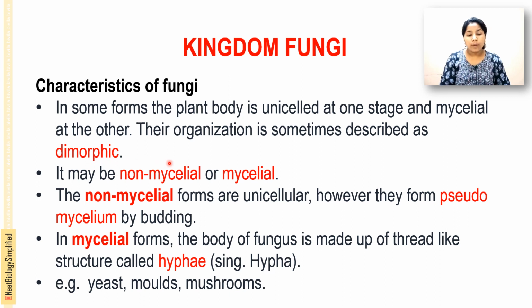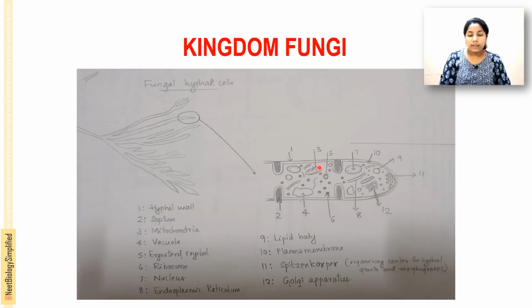It may be non-mycelial or mycelial, that is, with mycelia or without mycelia. The non-mycelial forms are usually unicellular. At the time of reproduction, they usually produce pseudomycelium by budding. And in mycelial forms, the body of the fungus is made up of thread-like structures called hyphae, as in yeast, mold and mushrooms. And this is actually the hyphal structure.